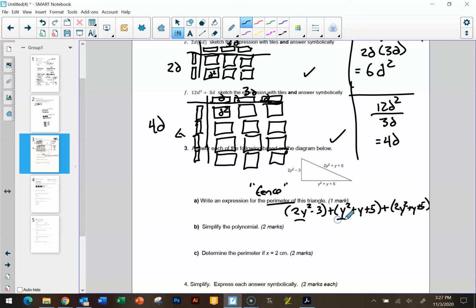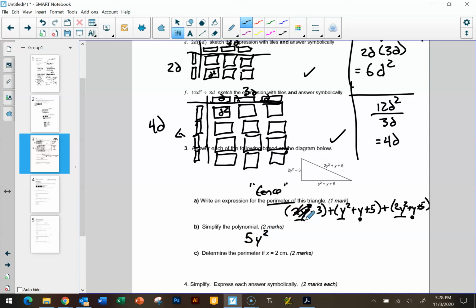Now, if we're going to simplify this polynomial, let's identify the like terms. I've got 2y squared there, I've got a y squared there, and I've got a 2y squared there. All right, and then I've got a y there and a y there, and then the rest are all constants. So if we're going to simplify this, let's start with the y squareds. We've got 2y squared plus y squared is 3y squared plus 2 more is going to be 5y squared.